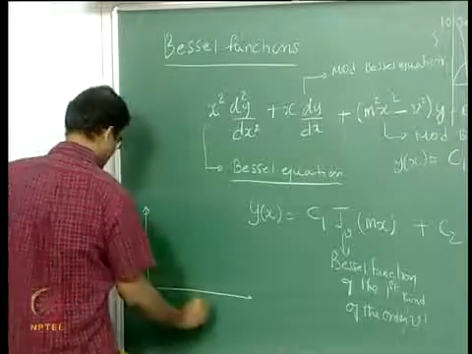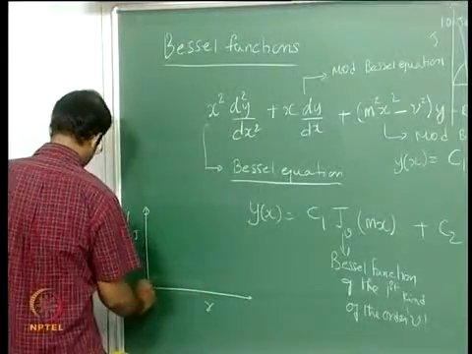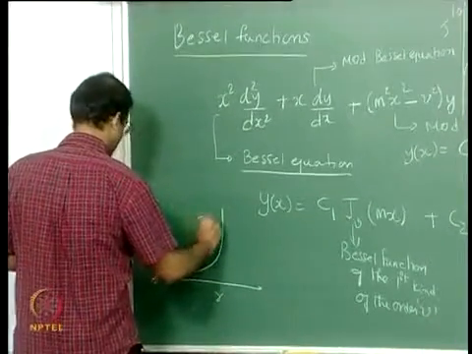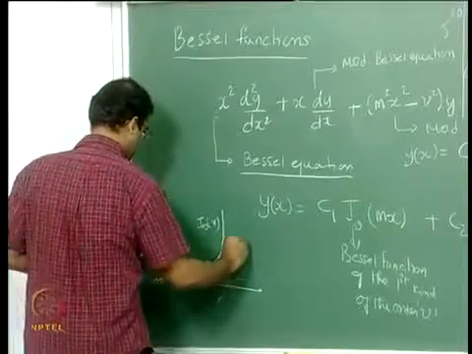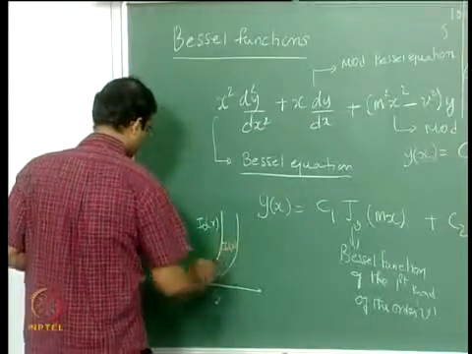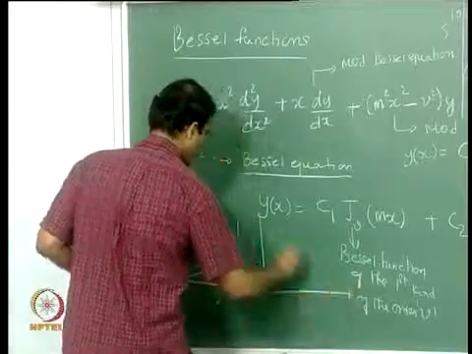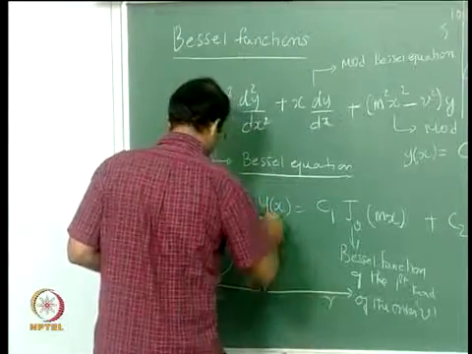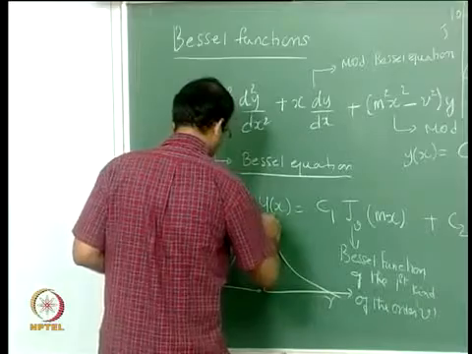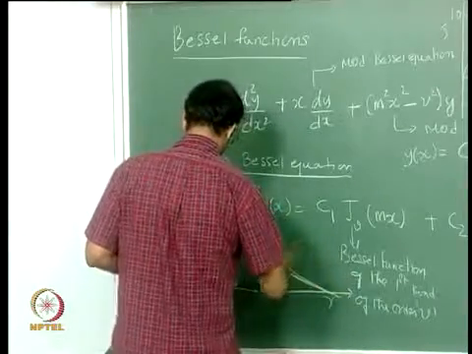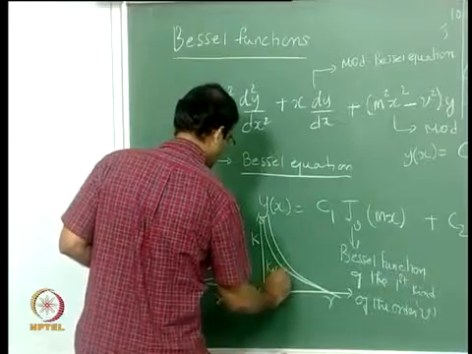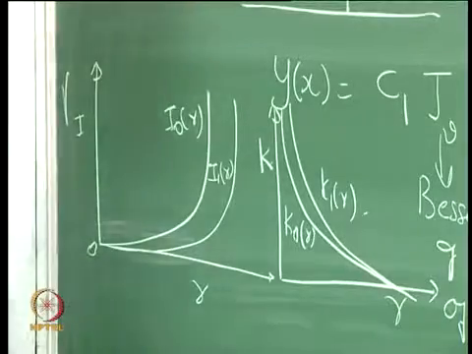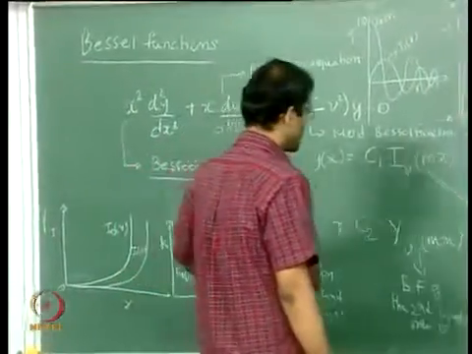So your I versus R, so this is 0, this will always be positive here, so this will be your I naught of R, and then this will be your I1 of R. Similarly, your modified Bessel function of the second kind, that is your K function of R, so this is your K naught of R, this is your K1 of R. Okay, this is to just give you an idea how the Bessel functions behave.